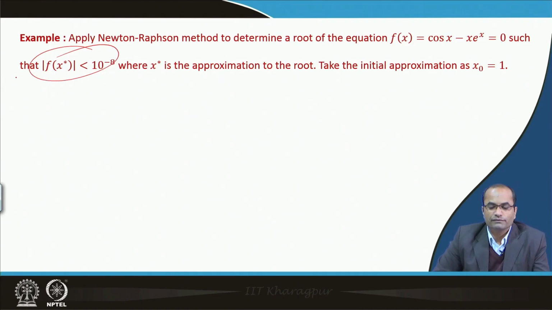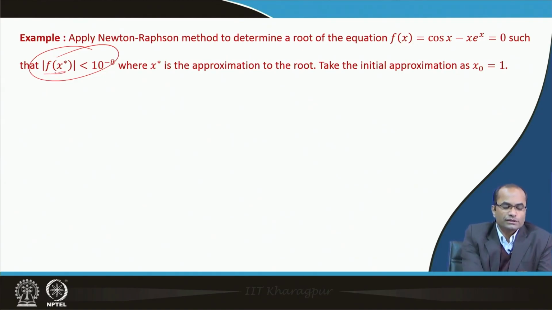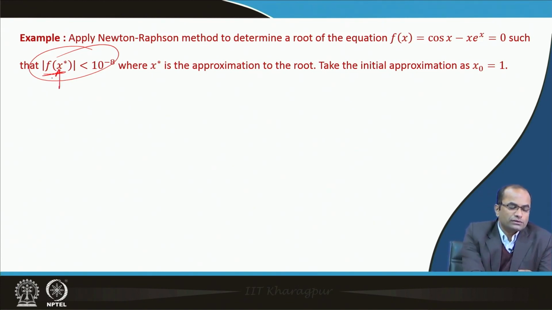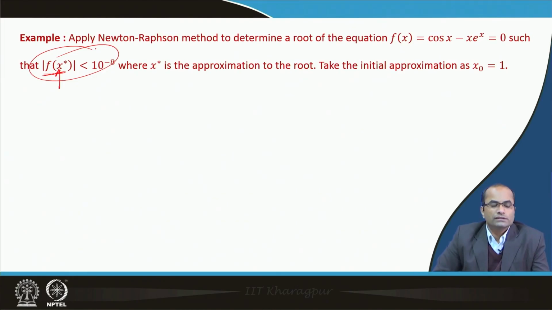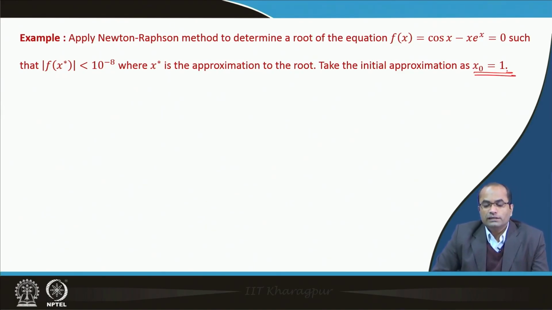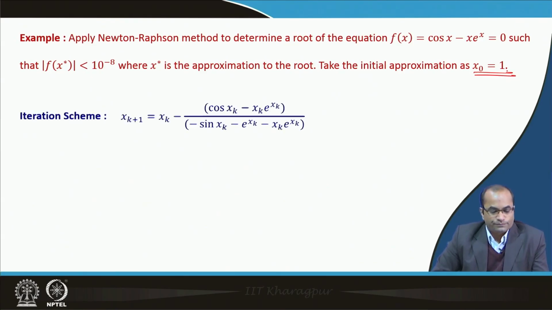This is the kind of error we have set, because f has to be 0 for the actual value of the root, but we are talking about approximations here. So we will continue the iterations until we achieve this accuracy of order 10 raised to the power minus 8. It is given that we take the initial guess x naught equal to 1.